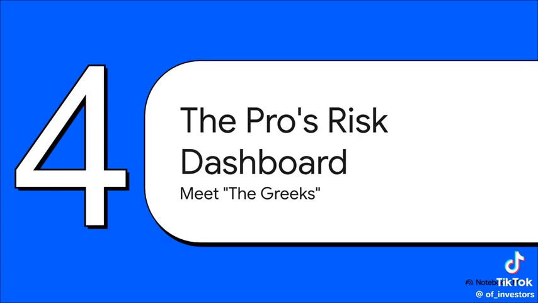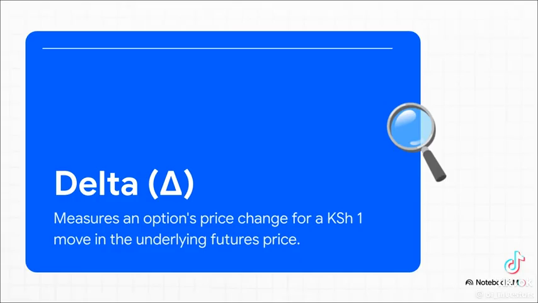It's time to meet the Greeks. Think of them as the live dashboard for your trading. First up, and arguably the most important, is delta. This is the big one. All delta tells you is this: for every 1 shilling move in the underlying stock or index, how much is my option's price going to change? It's your number one measure of how much your position will move with the market.